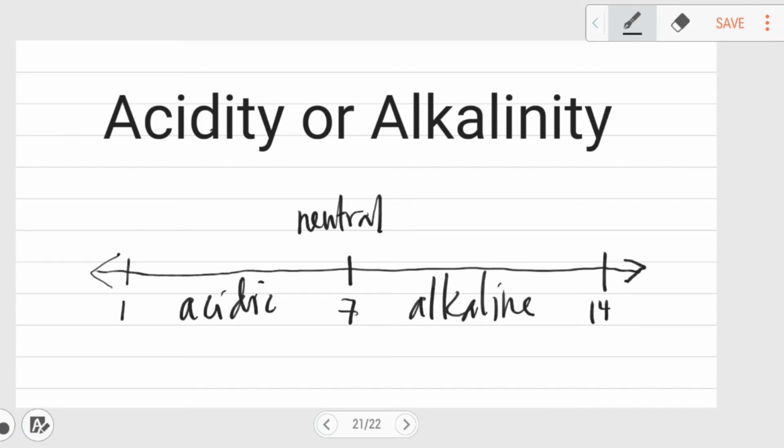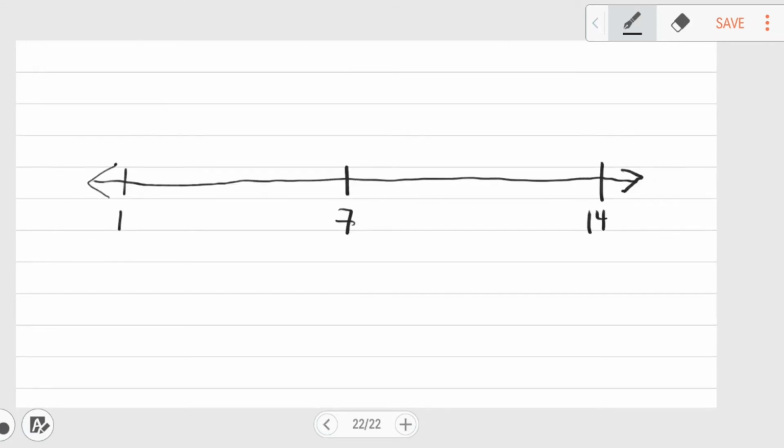Normal rainwater has a pH of around 5.6, which is slightly acidic. However, acid rain has a pH of around 4.2 to 4.4 due to the presence of sulfuric acid and nitric acid. This acidity is responsible for its destructive effects.